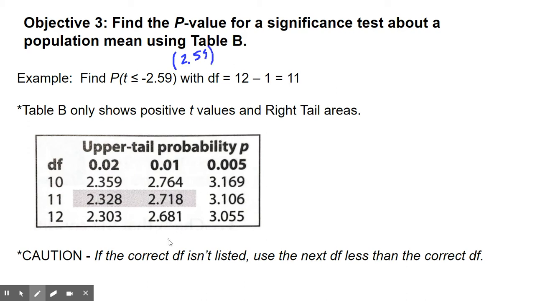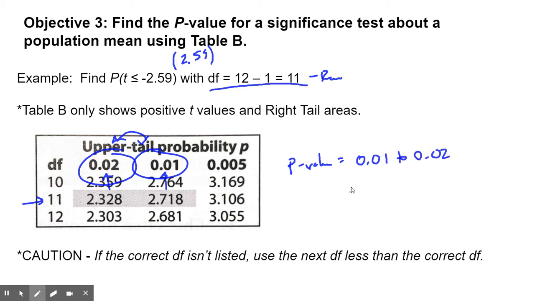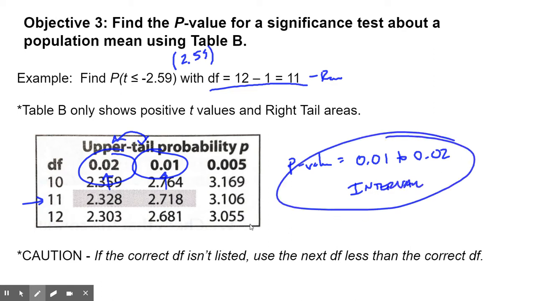You're not necessarily going to find that in the table, but you're going to find two values that it's between. So you find your degrees of freedom row, the 11 row, and find the two values that 2.59 falls between. Then you go up to the top and find your p-value interval. Understand that they're not in numerical order, they're backwards, so make sure you flip them around. For this, the p-value would be between 0.01 and 0.02. You're going to get an interval, not an exact value, and that's okay. And if the correct degrees of freedom isn't listed, always use the next degrees of freedom less than. Cool.